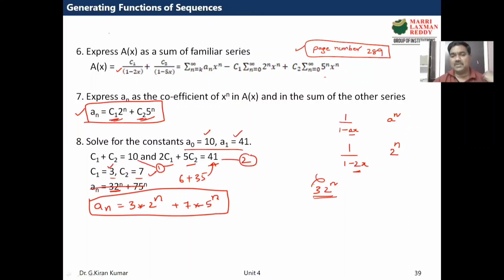I have observed this many times. People will write something like this, or sometimes people write 3 into 2 power n, which looks like 3.2. I'm just cautioning you. Please write it very properly, either this or something like 3 star 2 power n. Since we are computer science students, we can use the star for multiplication. Is it fine? So this is how we solve a recurrence relation using the generating function method.